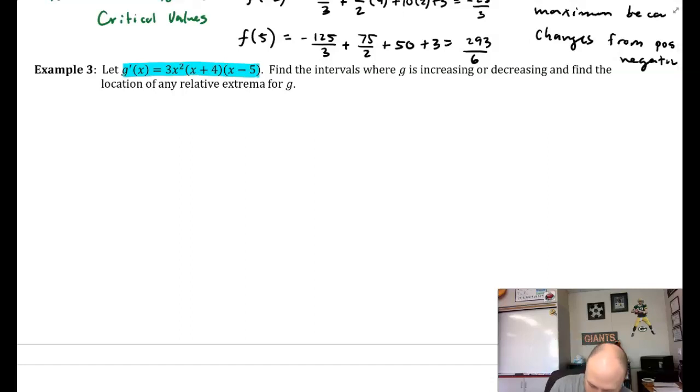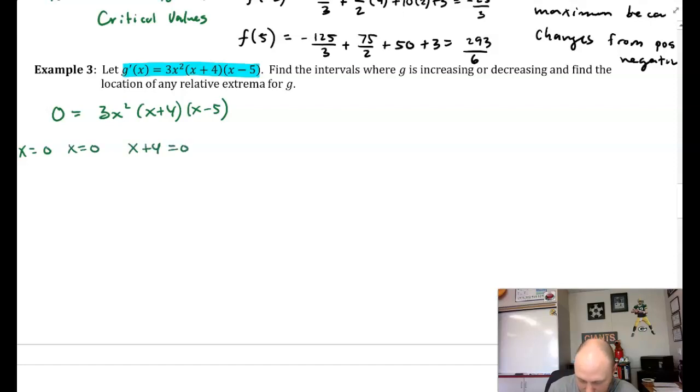Now what I'm going to do is set it equal to 0. The beautiful thing is this is already in factored form, so I don't have to factor it. I can just use the zero product property. So I have 3x squared equals 0, x plus 4 equals 0, and x minus 5 equals 0. You're only going to take one of those x equals 0 solutions. Solving, x is equal to 0, x is equal to negative 4, x is equal to 5.